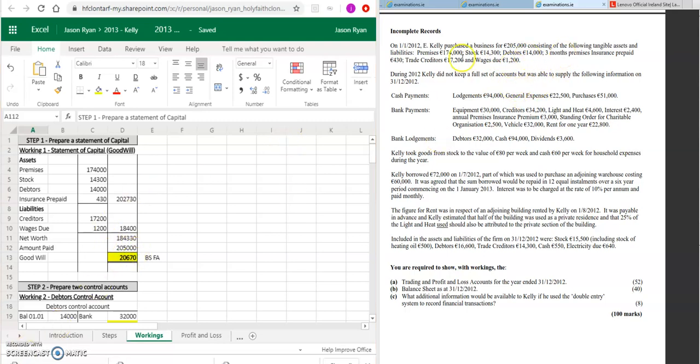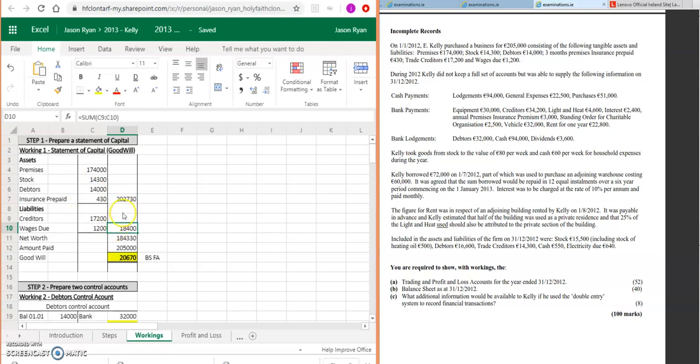So in this question, we've got our assets of premises, 174,000, we've got stock, 14,300, we've got debtors, 14,000, we've got 3 months insurance prepaid, 430. It's just going to make a list of each one of those 4 and add them up. Then your liabilities are going to be made up of your trade creditors of 17,200 and your wages due of 1,200. So just add those 2 up, and that's going to give you your total liabilities.